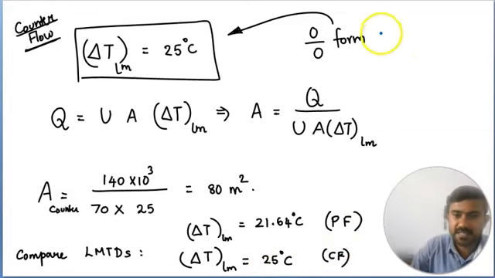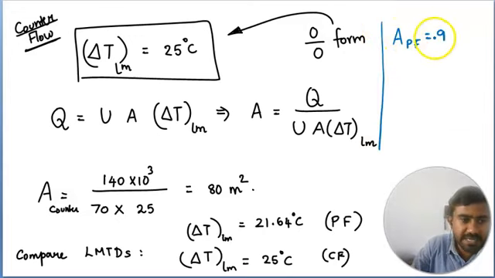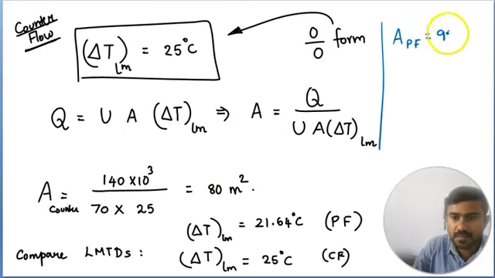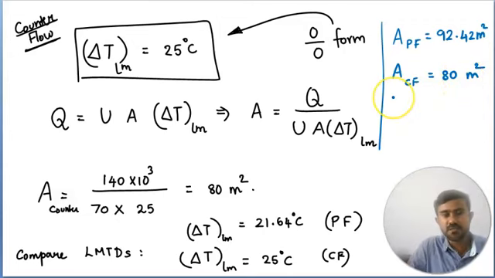And the heat transfer areas, the area for parallel flow was 92.42 meter square, and the heat exchange area required in counterflow is 80 meter square. So you see, a counterflow heat exchanger is much more compact for the same inlet and exit temperatures of hot and cold fluid compared to a parallel flow heat exchanger because its LMTD is higher.